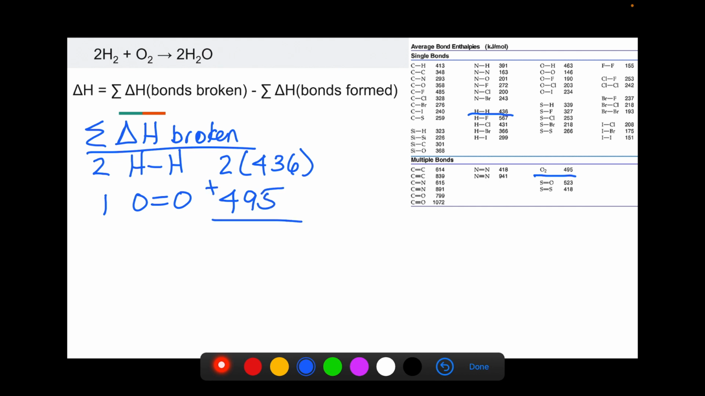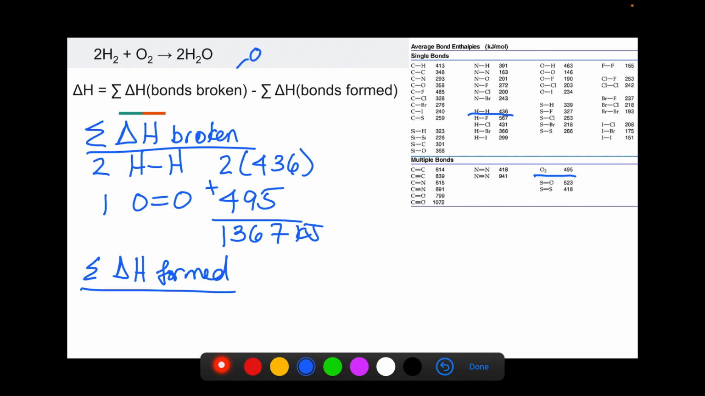Adding this up, I find that I need to put in 1,367 kilojoules of energy to break the reactant bonds. Now let's calculate the sum of the energies of the bonds formed in the products. It's helpful to draw a quick diagram of our products here just to remind ourselves that 2 water molecules look like this. Therefore, we're dealing with 4 OH bonds in our products, or 4 moles of OH bonds, assuming that we're dealing with a mole of reaction.